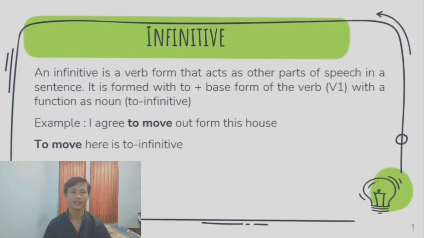Today, I want to describe about infinitive. What is infinitive? Infinitive is a verb form that acts as other part of speech in a sentence. It is formed with to plus base form of the verb with function as noun to infinitive. For the example, I agreed to move from this house. To move here is to infinitive.